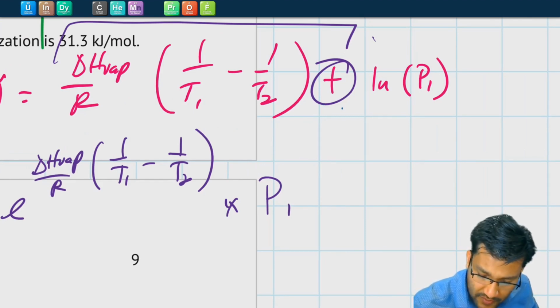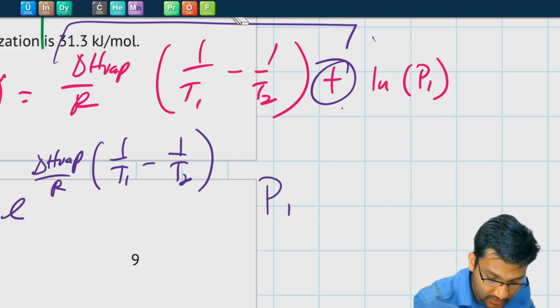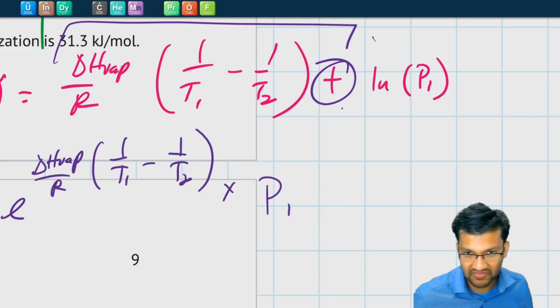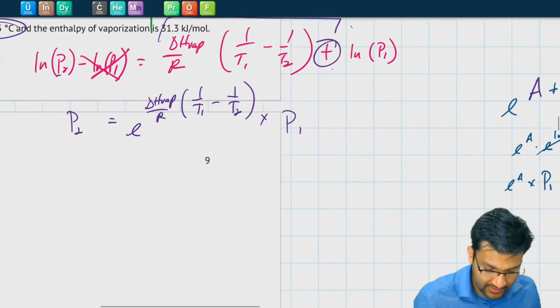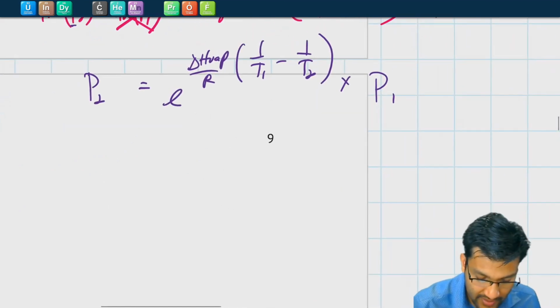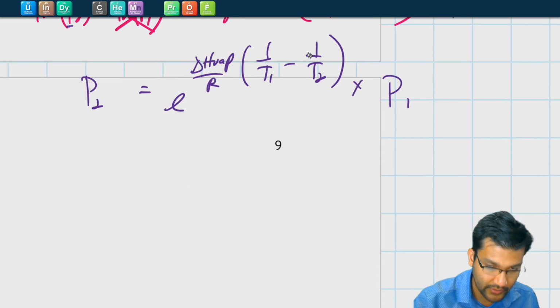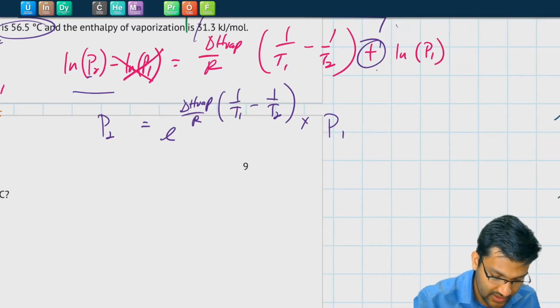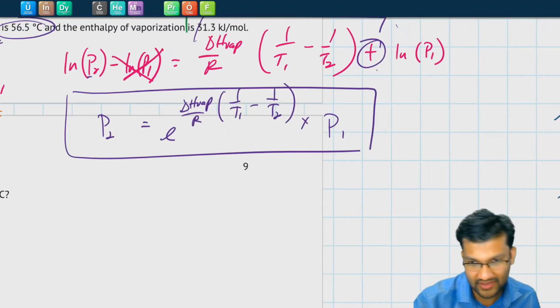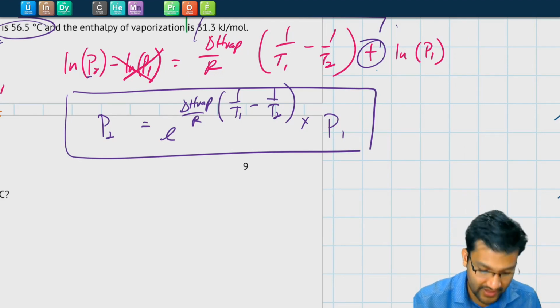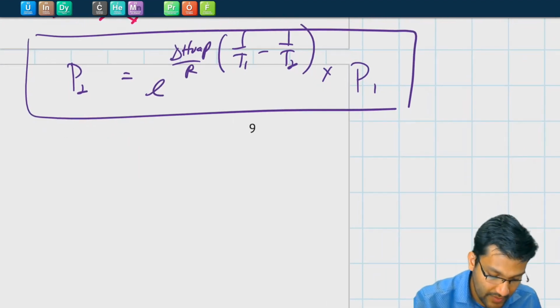It's okay if you're not comfortable with logs and exponentials. Just do some for practice. I'm sure we all did it in high school. It might just have been a while. All right, so now we have an expression for P2, and again, you might want to just highlight this so that if you need to use it in the future, you don't have to derive it all over again. Now that we have it, all we got to do is plug numbers in, right?